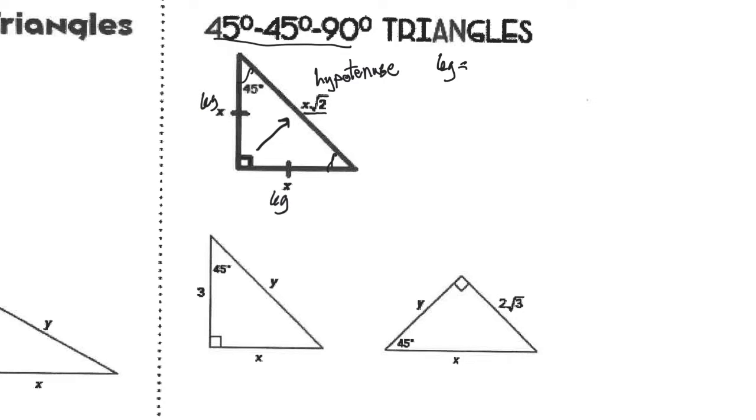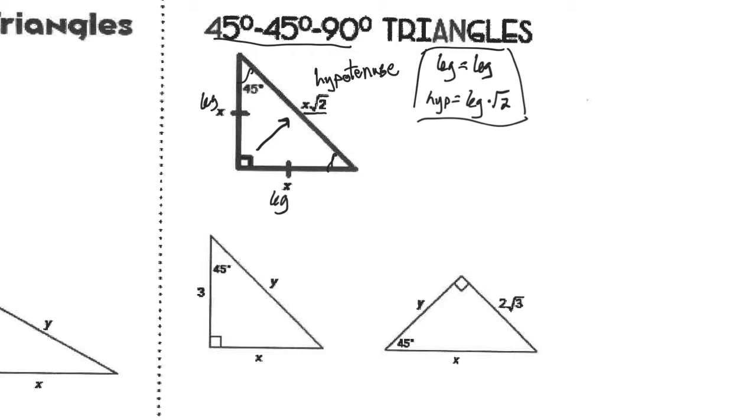The leg equals leg almost doesn't even need to be said. But whatever one leg equals, the other one is the same. And then if I take the leg and multiply it by radical 2, I get the hypotenuse. So the hypotenuse equals radical 2 times the leg, or the leg times radical 2. So there's our two formulas that we will use for 45, 45, 90 triangles.